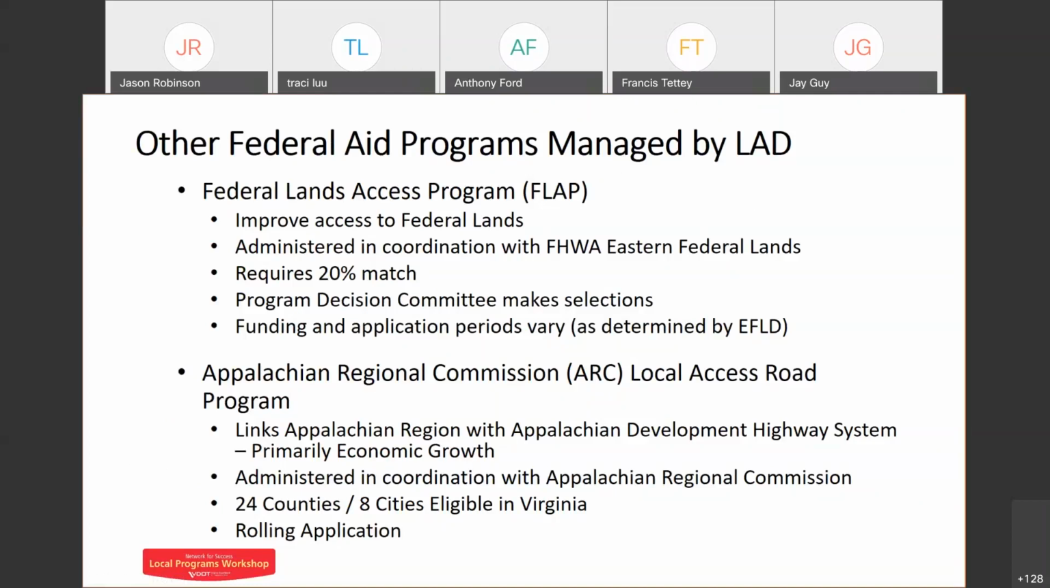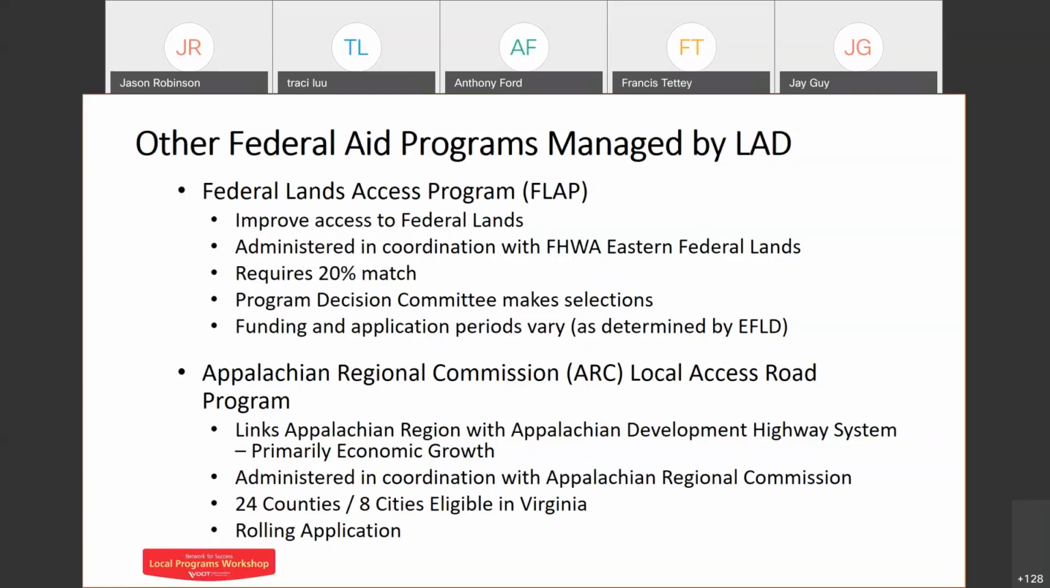Their application periods vary. So again, encourage your communication with your district staff so that they can keep you abreast of when those application periods are. There's not, to my knowledge, a defined period or an exact date every year. It does vary. And I've got some examples on the next slide that we'll get to here in a minute of the FLAP program.